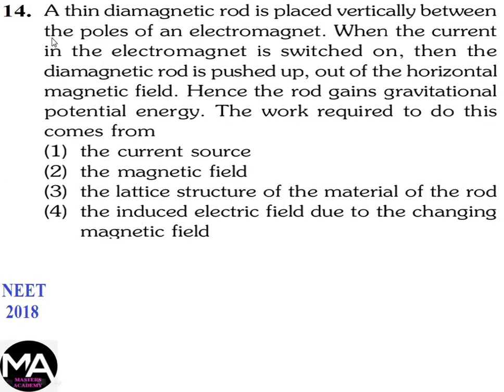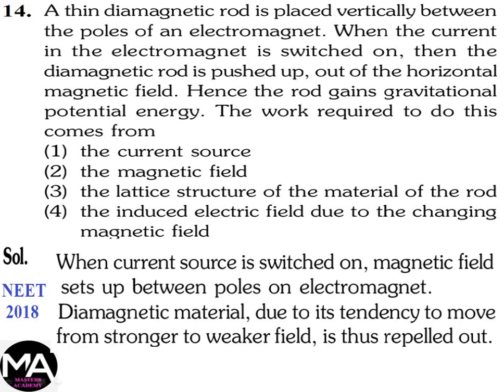Next problem. A thin diamagnetic rod is placed vertically between the poles of an electromagnet. When the current in the electromagnet is switched on, then the diamagnetic rod is pushed up out of the horizontal magnetic field. Hence, the rod gains gravitational potential energy. The work required to do this comes from, there are 4 options given. It is from NEET 2018.